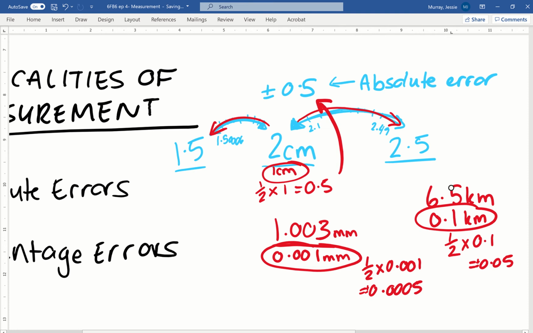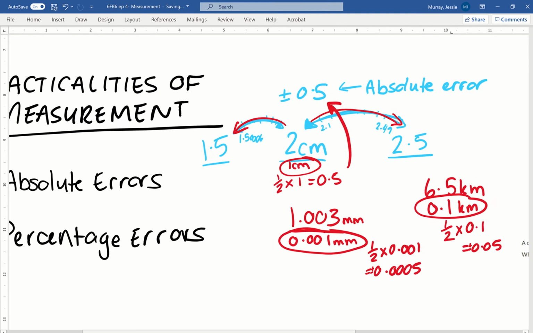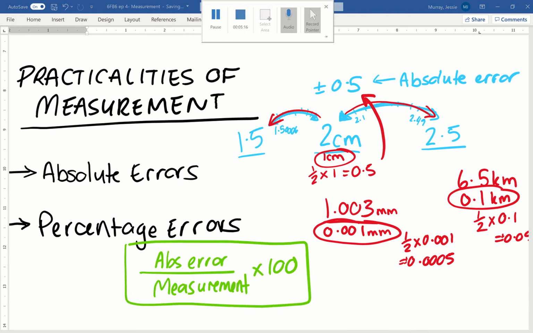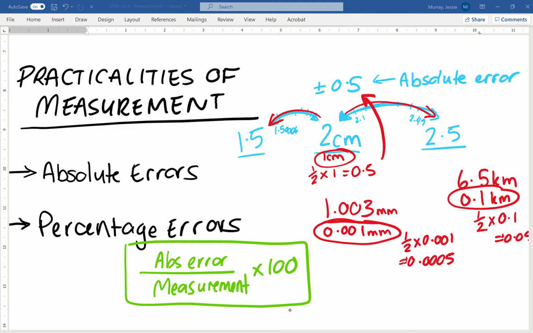So you get the formula. What you don't get though is the percentage errors formula. All right. So the percentage errors formula is something you need to remember, and it is the absolute error, divide that by the measurement they gave you, times 100. So let's take it back to my very first example. If I wanted to find the percentage error of this question, we would take our absolute error, which we worked out was 0.5. We would divide it by the measurement.